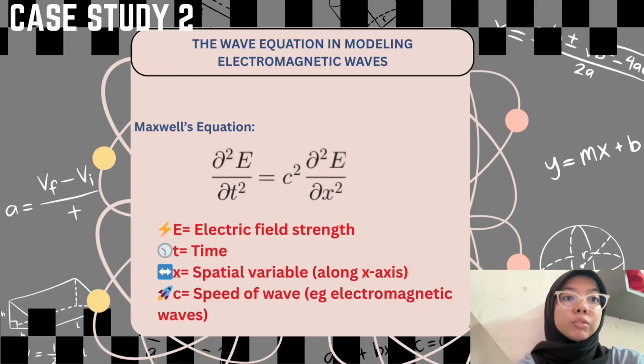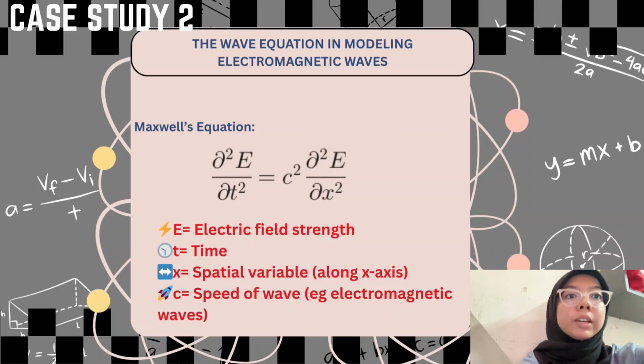Now let's go through to my topic, where it is about the equation for electromagnetic wave. So this is derived equation from Maxwell, where d²E/dt² equal to c² times d²E/dx².